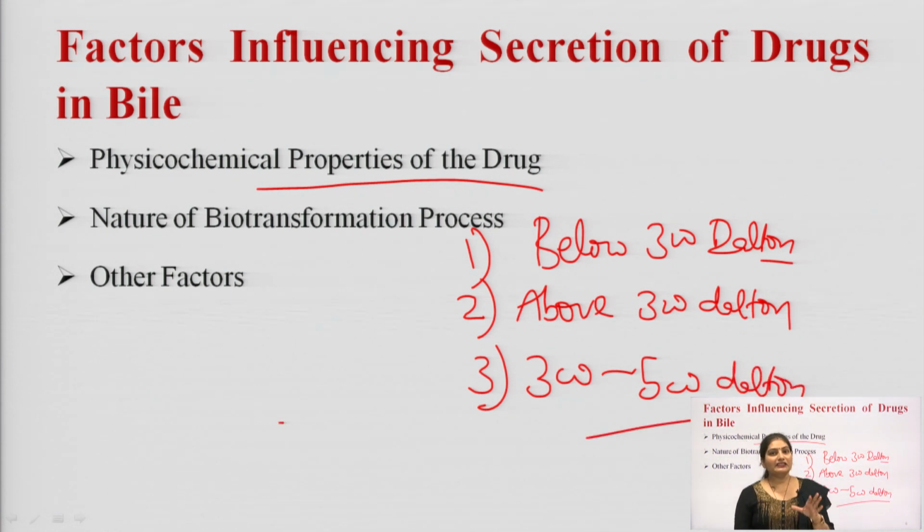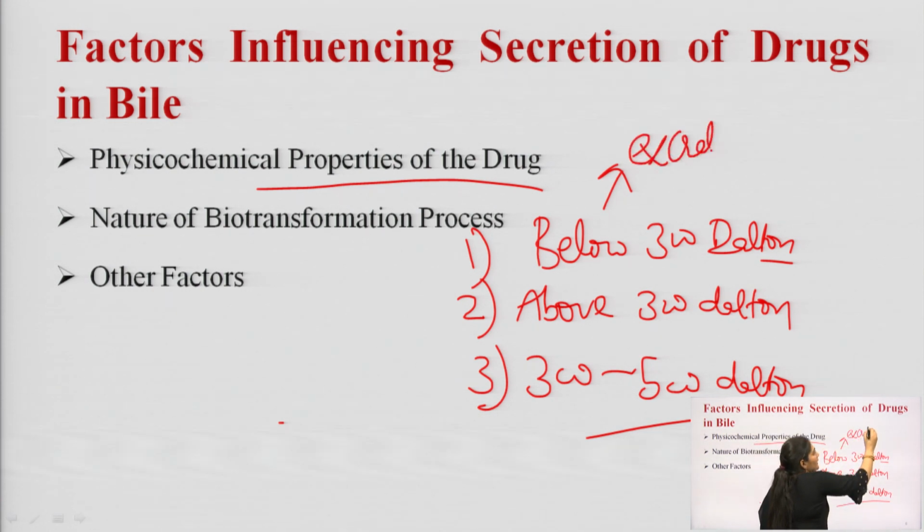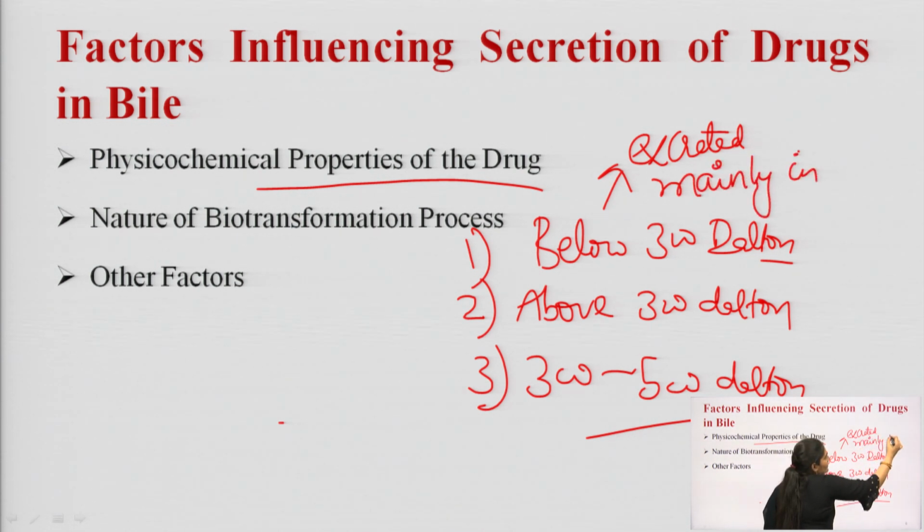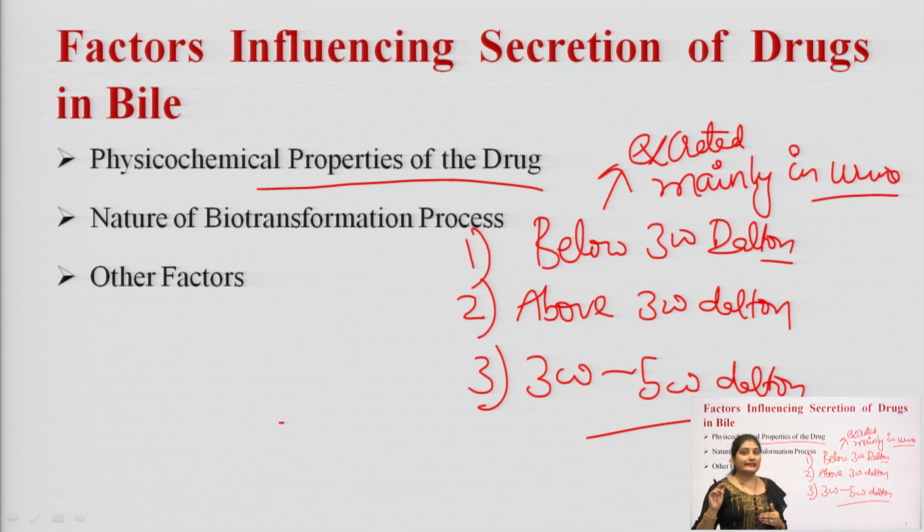Okay, we have three different categories depending upon the molecular weight. In the first category, the molecular weight is below 300 Dalton. These types of drugs are excreted mainly in the urine, and less than 5% of the drug is excreted into the bile, or can undergo the biliary excretion process.